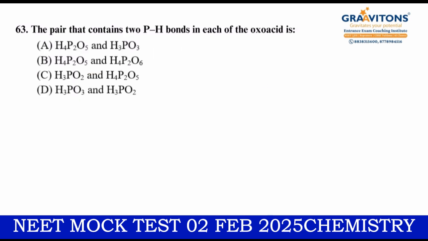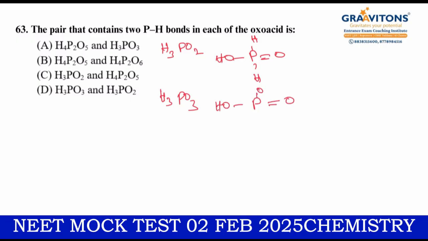The pair that contains 2 P-H bonds in each of the oxoacids. So we'll take the structure of all of these. Initially I am taking H3PO2, where we have the structure P double bond O, single bond OH, one single bond H and another single bond H. Similarly, if you take H3PO3, you have phosphorus, which has a double bond O and one OH here and one OH here and one hydrogen here. Now I am going for H4P2O5. Here phosphorus, so phosphorus with one bridging oxygen and double bond O, and here also one double bond O, OH and one P-H and one P-H, again OH here.